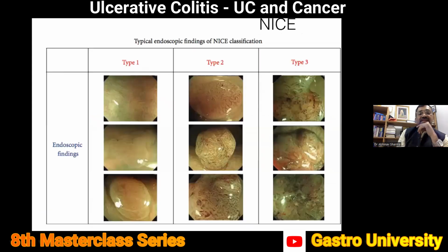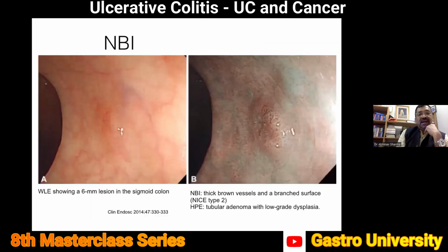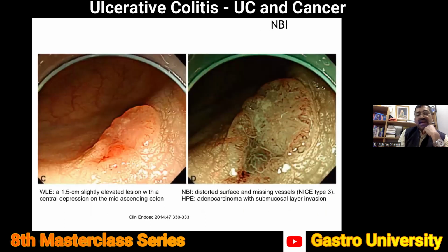And they have been classified into the NICE classification and the JNET classification, and it is a very well-established fact that with these patterns we can identify adenoma and invasive cancer. Now, this lesion of the sigmoid colon, 6 millimeter, which was almost inconspicuous on white light, is basically a low grade adenoma with low grade dysplasia on NBI imaging, and we can also detect cancers.